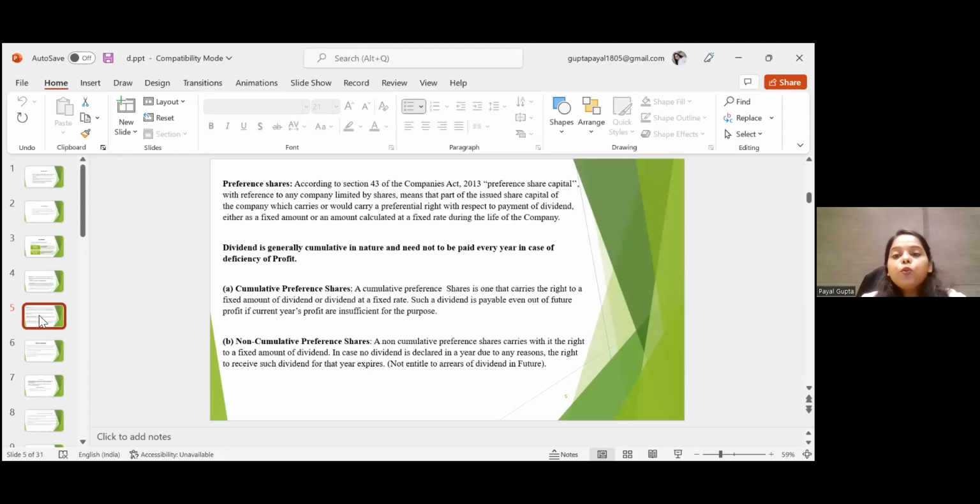Now we are talking about two types of preference shares. One is cumulative. Cumulative preference shares are those shares on which dividend is accumulated and on which the dividend is to be paid at a fixed rate. Such dividend is payable even out of future profit if current profit is insufficient for the purpose. Non-cumulative: if dividend is not declared this year, that means you are not going to get any dividend in the upcoming future or in the nearby year, unless it is declared on the said.